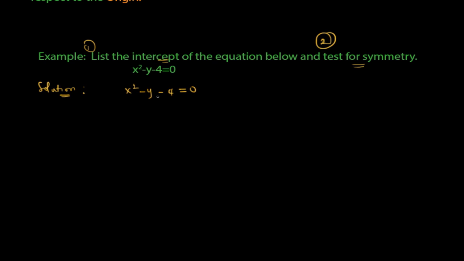Now, looking at this equation here, I could rewrite my equation by bringing my y to this side. So this becomes x squared minus 4 equals y. Or you just say y equals x squared minus 4. Now, to start solving this, I want to start by finding the intercept. So listing the intercept.